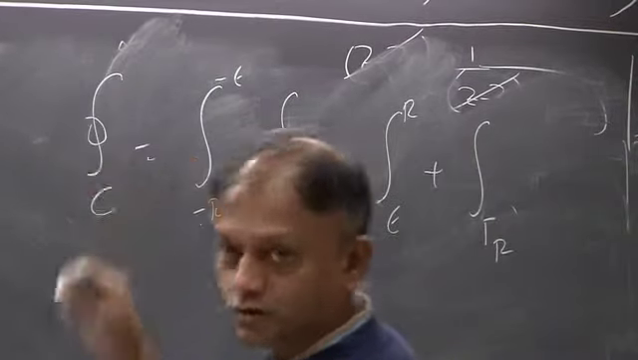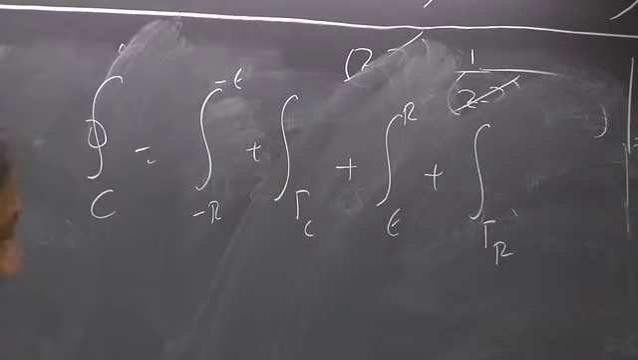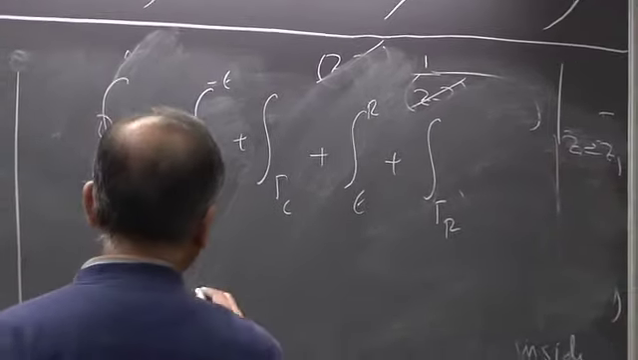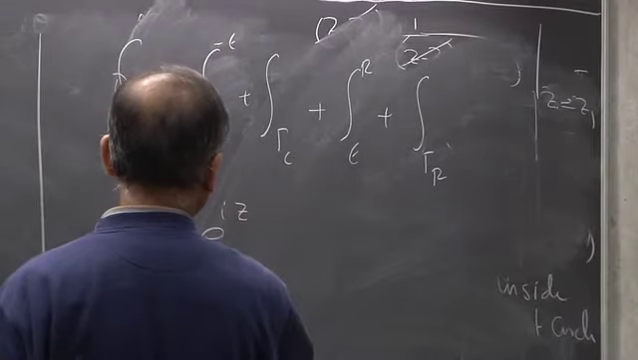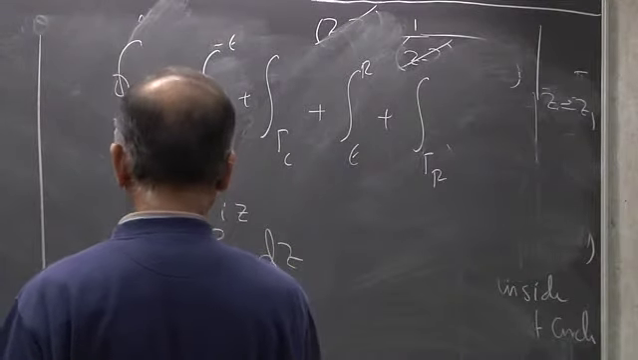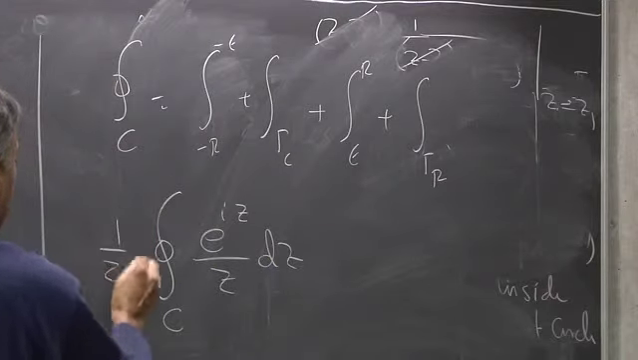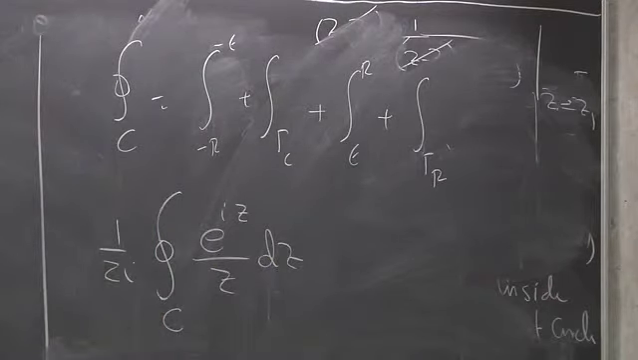This is now a closed contour. So I go here, come here, here, and here, and come back to this. This is a closed contour. And the integral of the integrand is simply e to the iz over z dz along this contour, times 1 over 2i. Now use the residue theorem.